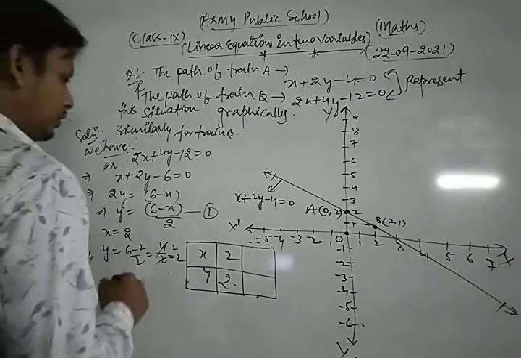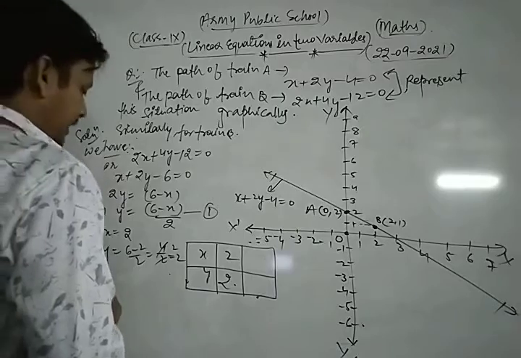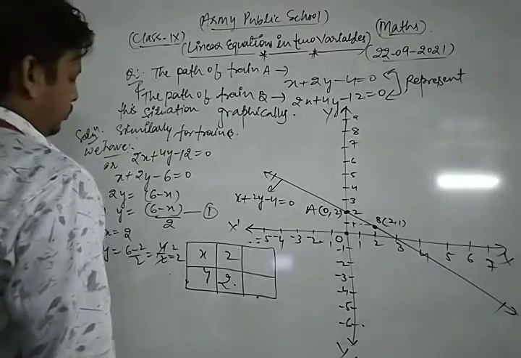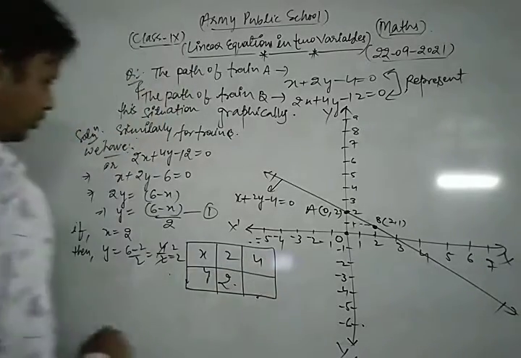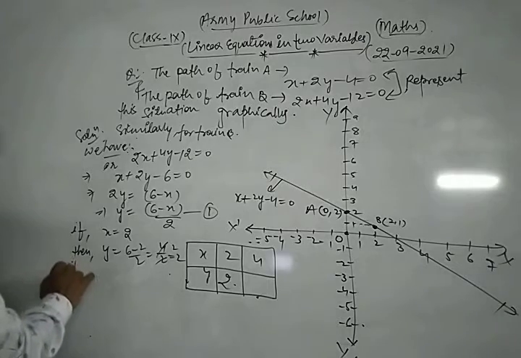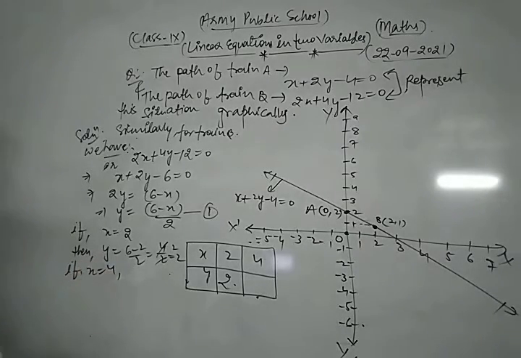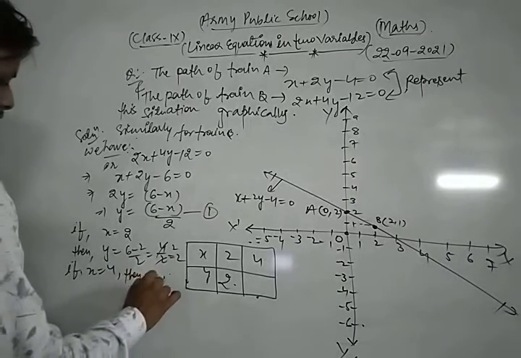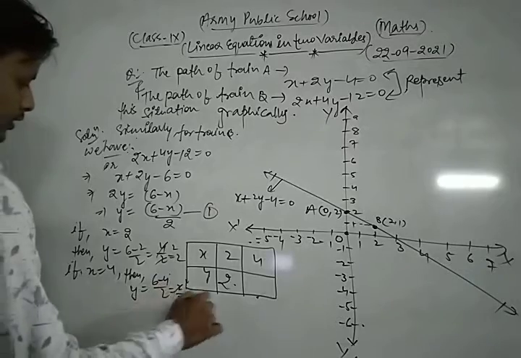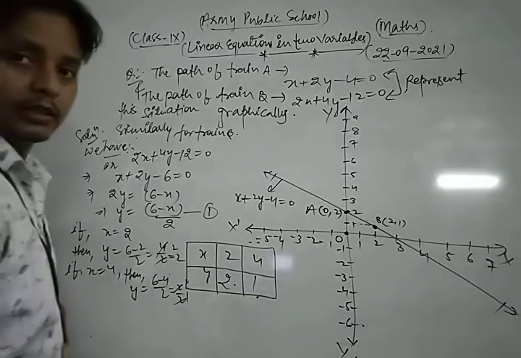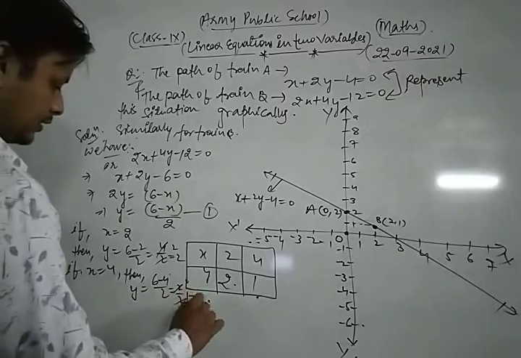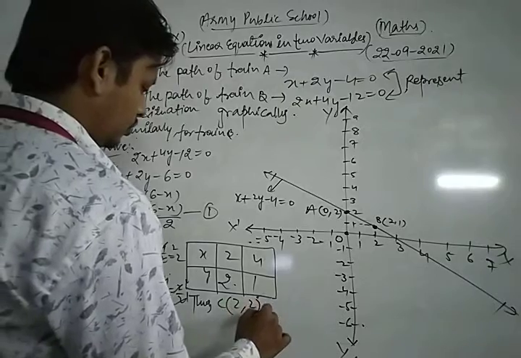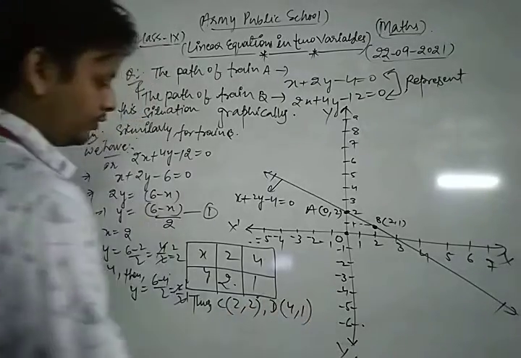Now if we put x equal to 4, dear friends, then y is equal to (6 minus 4) upon 2, that is 2 upon 2, that is 1. So y is 1. Thus the required points we take as C, that is (2, 2), and D, that is (4, 1).